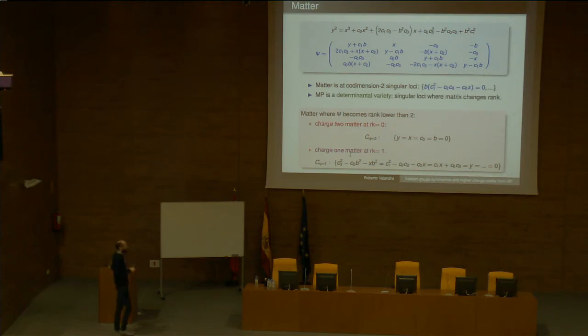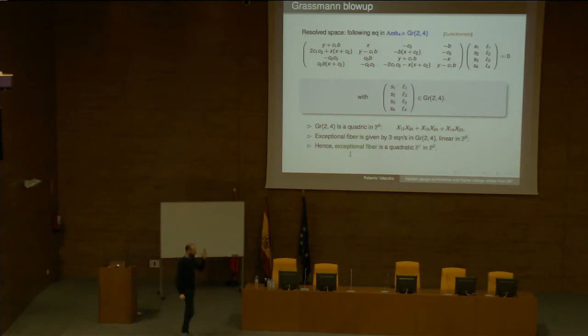Now, remembering the computation we did before in weak coupling, we realized that this must be the locus with charge 2 and this with charge 1. Alternatively, if you want, we already know that this is the case because we know the resolution of the Morrison-Park and we can check that this is the case. Okay, but remember, charge 2 is when the rank goes down from 2 to 0. Charge 1 when the rank goes down from 2 to 1.